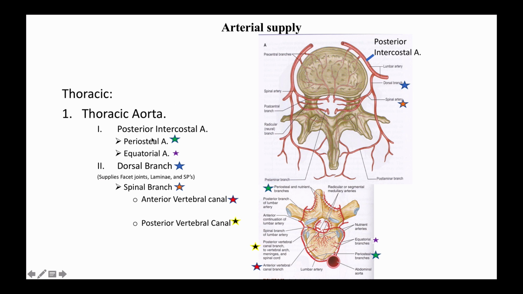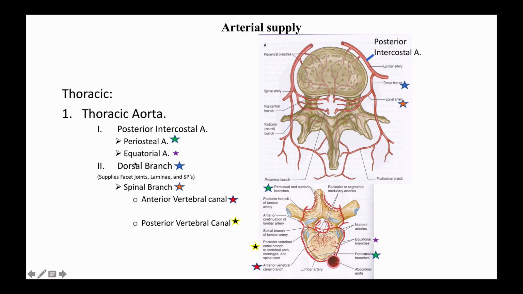The periosteal artery, which we can see right here, is going to be giving off branches for the actual surface connective tissue that'll go onto the spinous processes, onto the transverse processes, and don't forget you've got periosteum all over this. The equatorial artery is in purple. There are our equatorial branches. You can see them supplying that vertebral body on the anterior portion, or on the outside there.